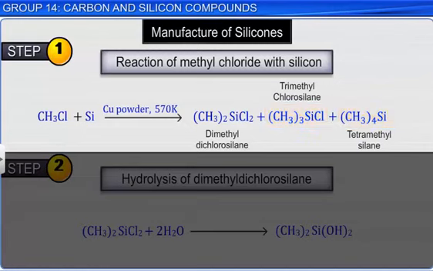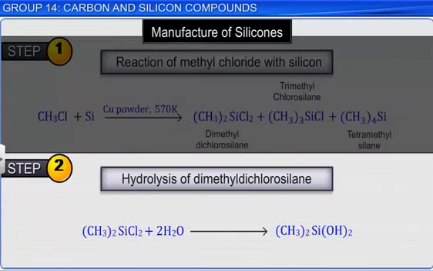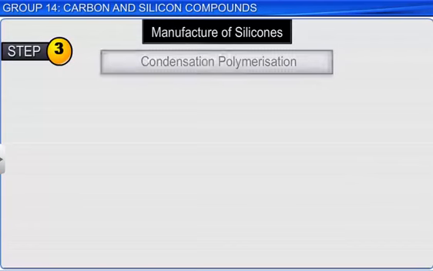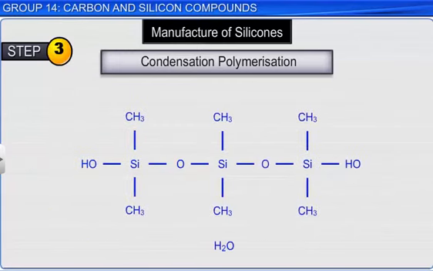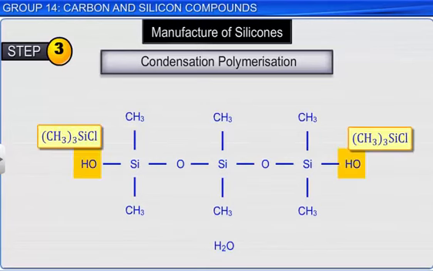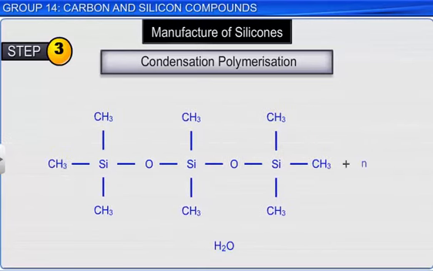Next, the dimethyl dichlorosilane is hydrolyzed, as shown in the reaction. Finally, the straight-chain polymer is formed by condensation reactions. To control the length of the polymer, adding trimethylchlorosilane blocks ends the chains.